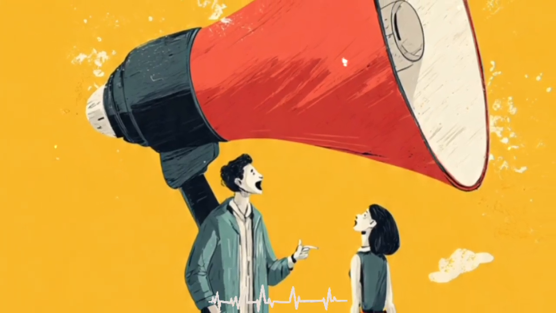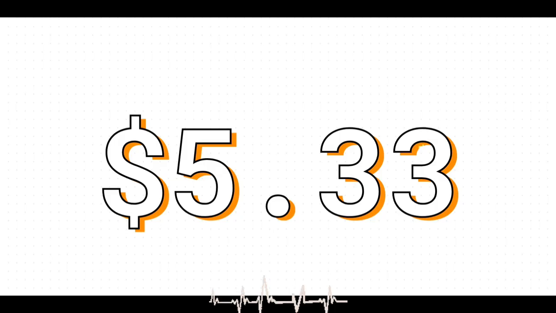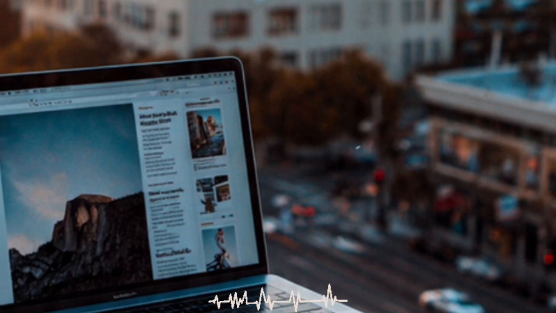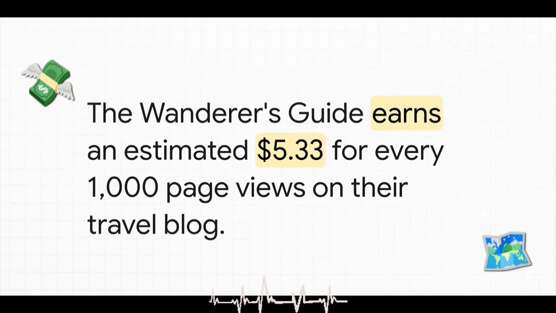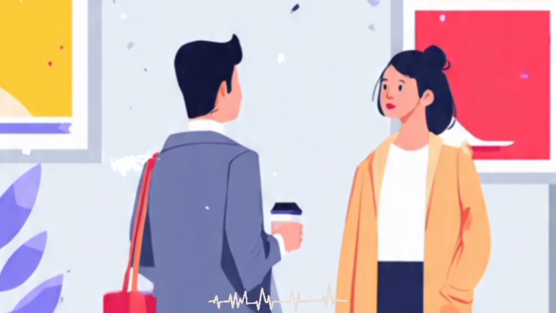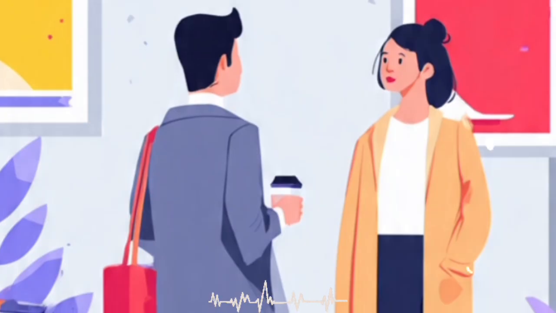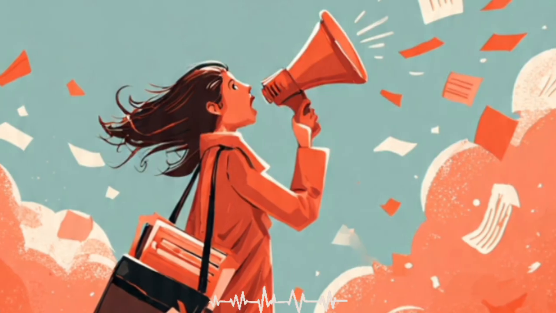And when our travel blog looks at their dashboard, after all the dust settles, the number they see is $5.33. This means for every 1,000 people who visit a page, reading about backpacking through Thailand or finding hidden gems in their own city, the blog is earning about $5.33 in ad revenue. This number is their lifeblood. It's their bottom line.